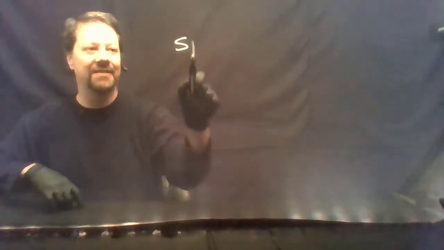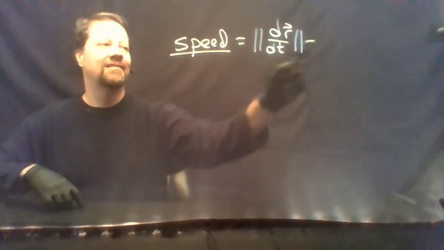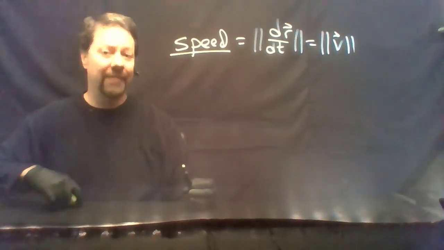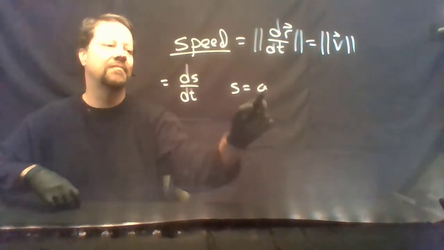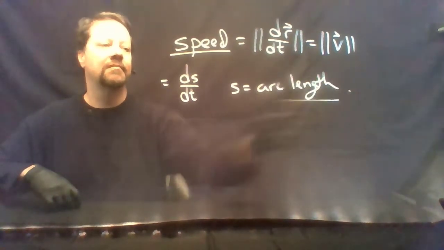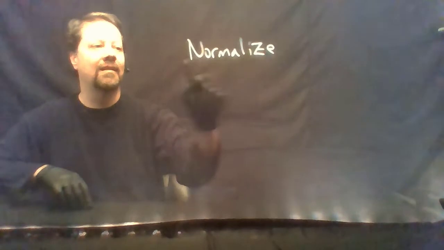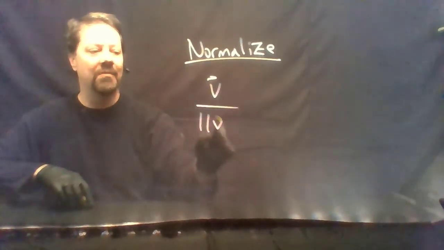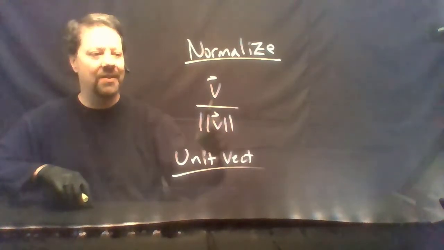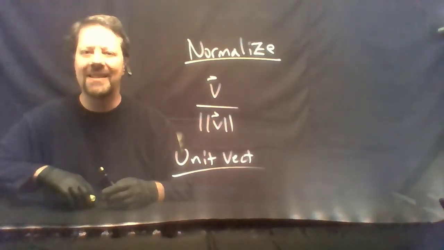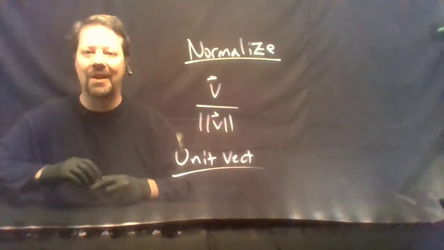We may as well make it official. Speed is the norm of the velocity vector. It's the rate of change of arc length with respect to time. Do you remember how we normalize a vector? If you take a vector and divide it by its norm, you end up with a unit vector that points in the same direction. So this is parallel to the vector v because it's just a scalar multiple, but it always has length 1. To normalize a vector means to find a unit vector that points in the same direction, and that's done through this process.